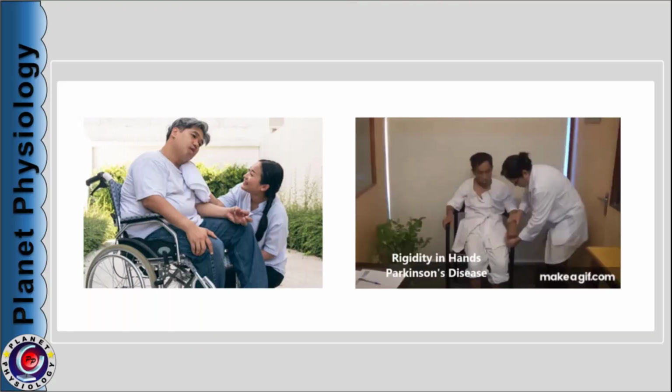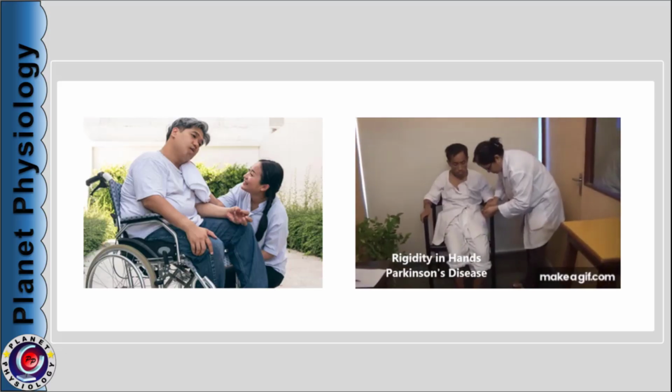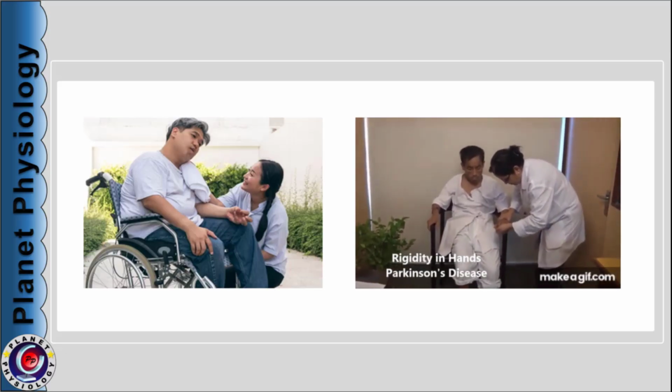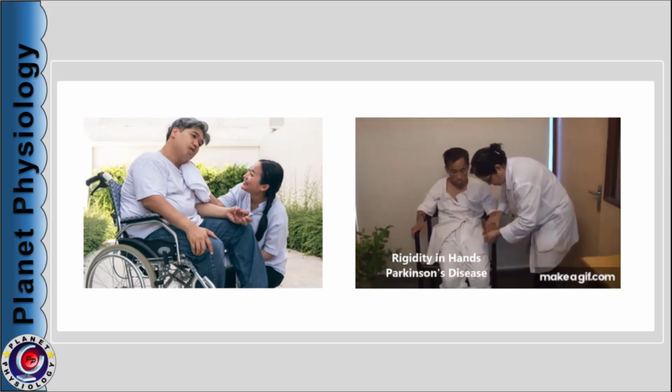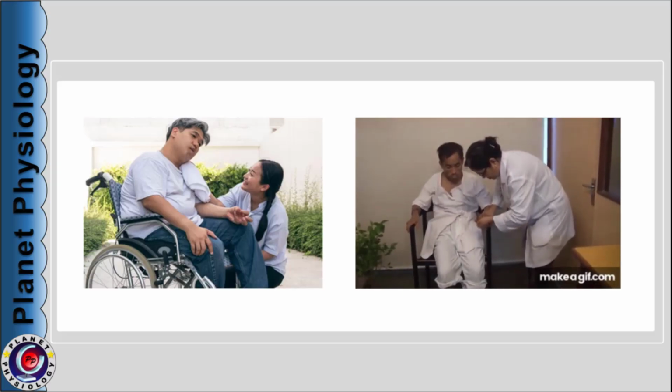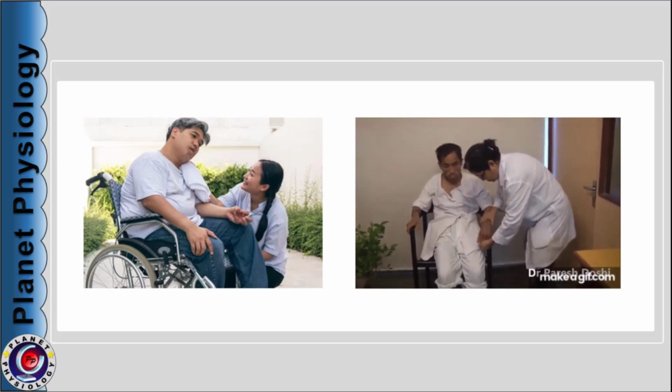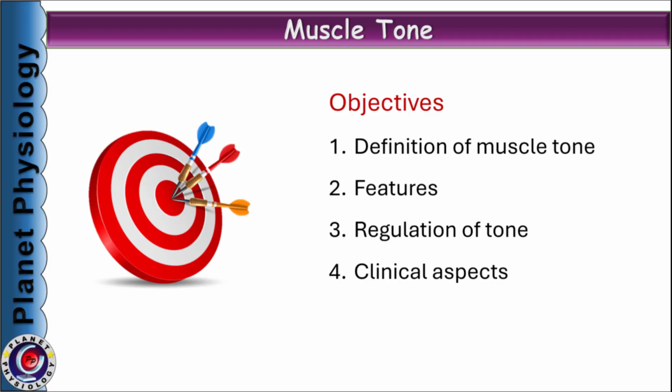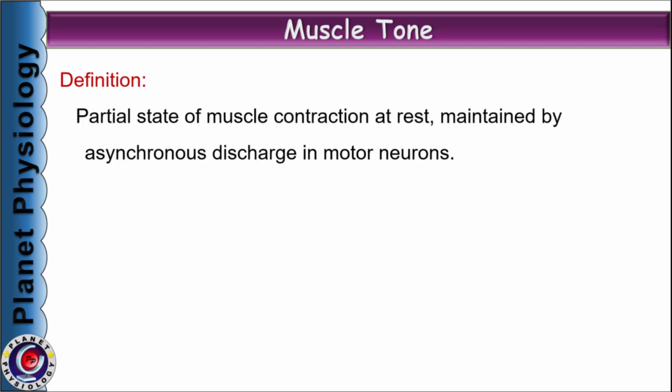Have you ever seen a hemiplegic patient with limp, flabby muscles, or a Parkinson's patient whose muscles feel stiff and rigid? In both cases, muscle tone is abnormal, and this greatly affects how the limbs function. Today, we are going to learn about what muscle tone is, how it is regulated, and the clinical relevance of changes in muscle tone. So let's begin with the definition of muscle tone.